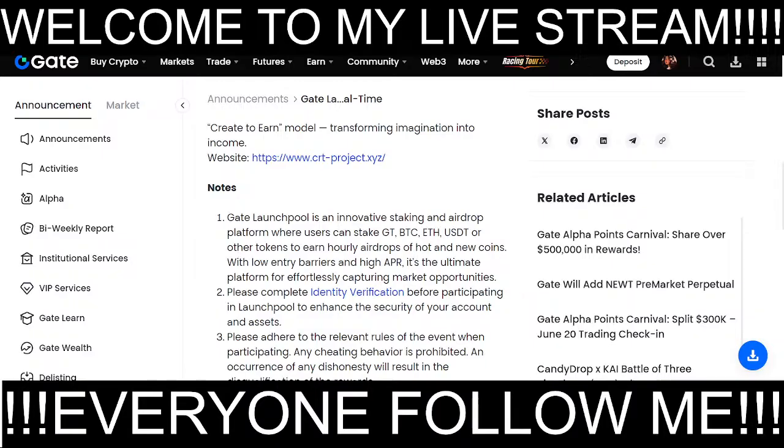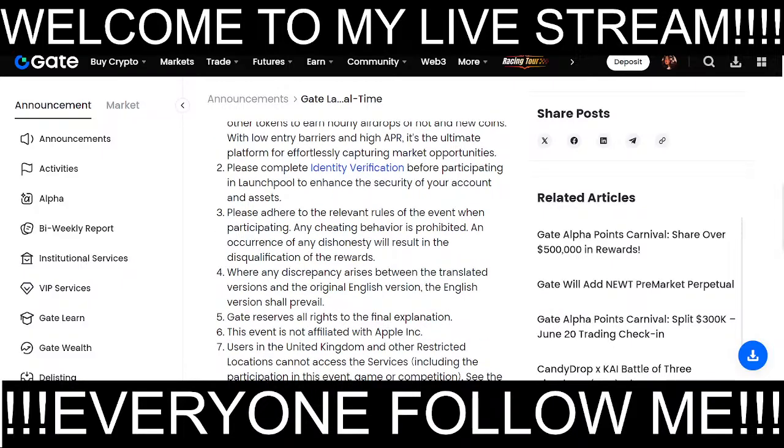Okay, and please complete identity verification before participating in Launch Pool to enhance the security of your account and assets. Please adhere to the relevant rules of the event when participating. Any cheating behavior is prohibited, and the occurrence of any dishonesty will result in the disqualification of the reward. Where any discrepancy arises between the translated version and the original English version, the English version shall prevail. Number 5, Gate reserves all rights to the final explanation.